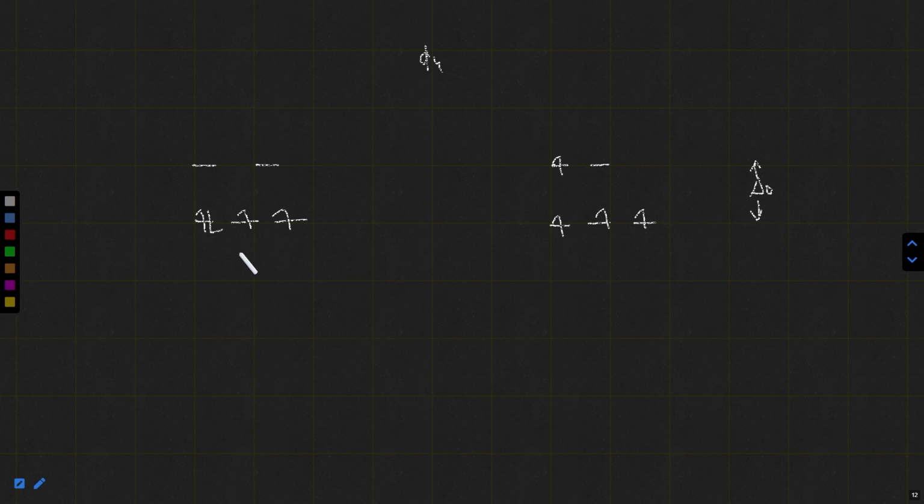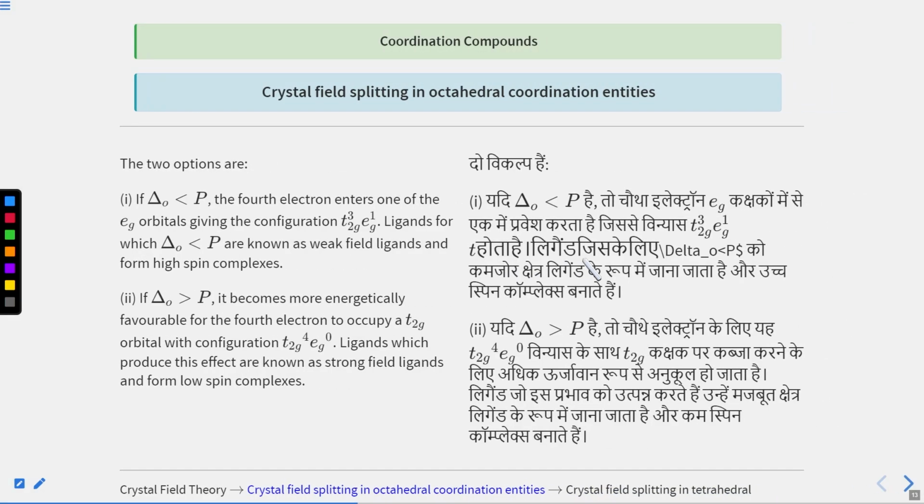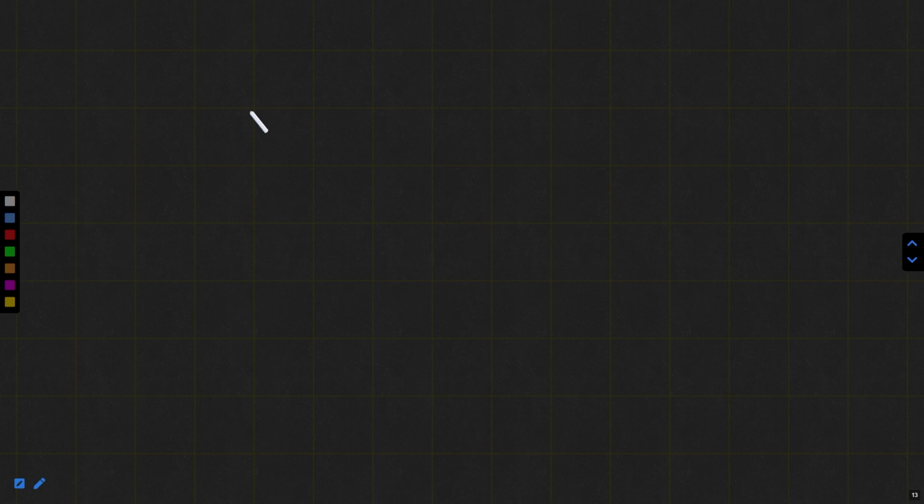Now, two cases arise. First is pairing and second is not pairing. So what will be the deciding factor? When will it be paired and when will it not be paired? So for that we have a rule. What is the rule? So again, let me draw it again. So 1, 2, 3. The first case, second case, for both for D4.